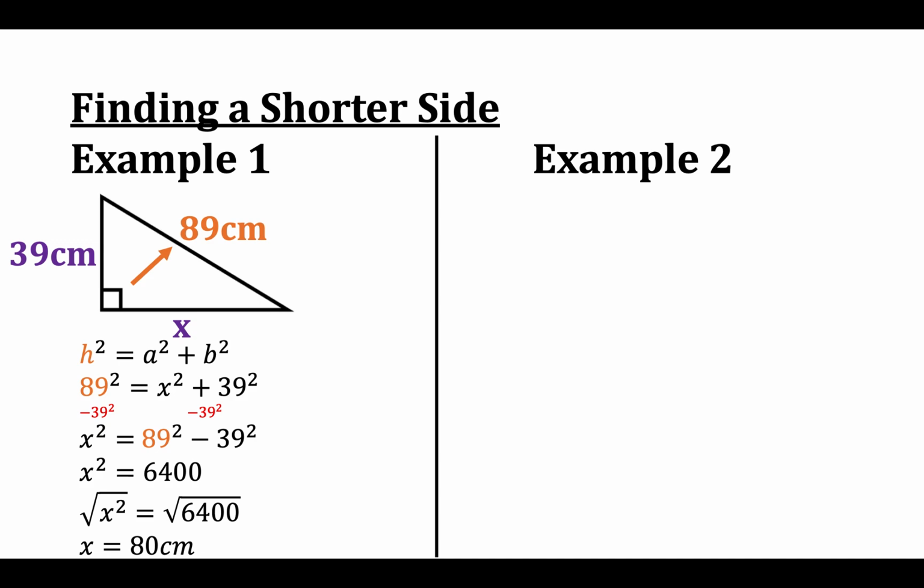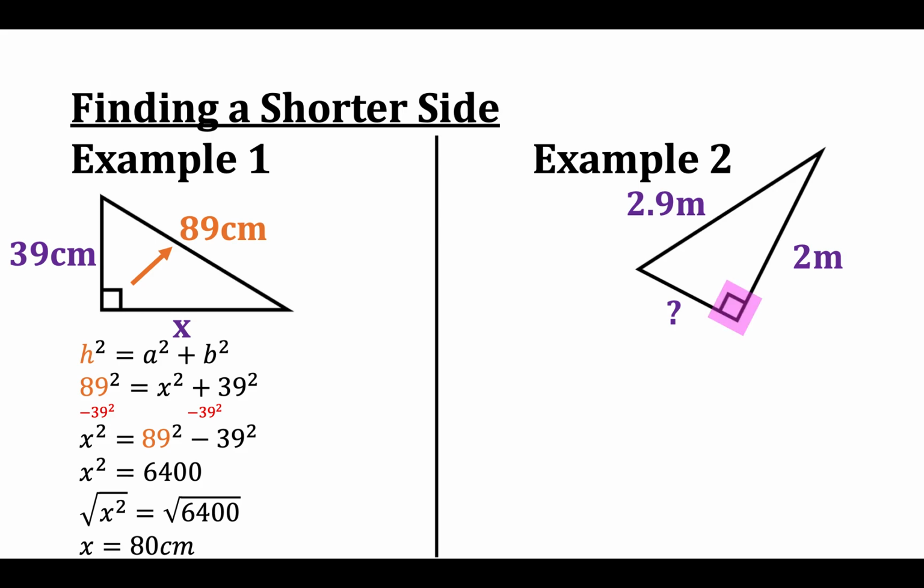Okay, so example 2. So this time we've got another right angle triangle, funnily enough, and we've got lengths 2.9 metres, 2 metres and a question mark next to the shortest side there. So we firstly observe that there's a right angle, which allows us to use Pythagoras' theorem. We can then look for our hypotenuse, which is 2.9 metres, because that's the length which is across from the right angle. It's opposite the right angle.